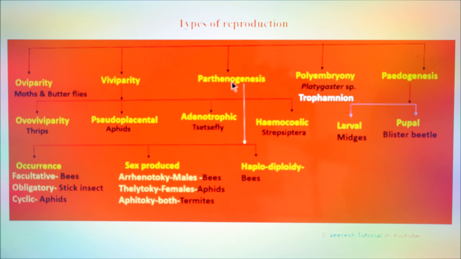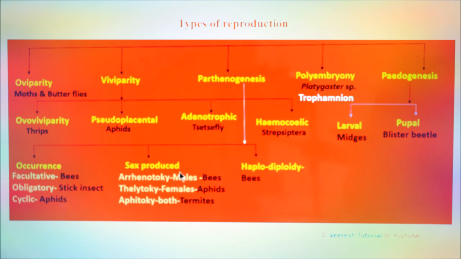And the third one is parthenogenesis. That means reproduction occurs without fertilization. There are three types of parthenogenesis you can see. Based on the occurrence, three types, like facultative parthenogenesis, that means not compulsory. You can see it in bees. And the second one is obligatory parthenogenesis. That means it's a compulsory form of parthenogenetic reproduction. You can see it in stick insects. Cyclic parthenogenesis means in one season it reproduces asexually and in another season it reproduces sexually. So you can see this type of reproduction in aphids.